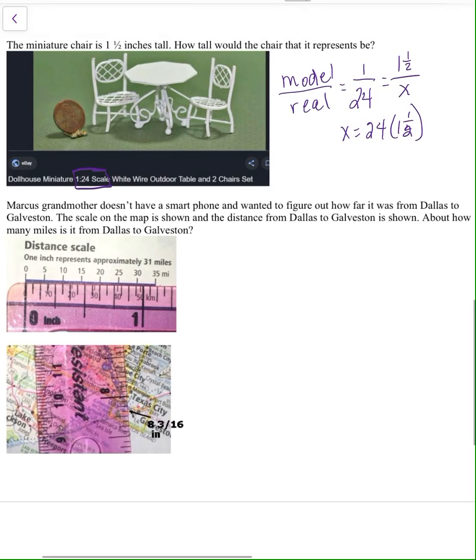Okay, so I'm going to do 24 over 1 times 3 over 2, right? Then you ask yourself, can I simplify? And we can, thankfully. 24 divided by 2 is 12, and 2 divided by 2 is 1. So we multiply straight across, so that's 36 over 1. So the real chair is 36 inches tall.